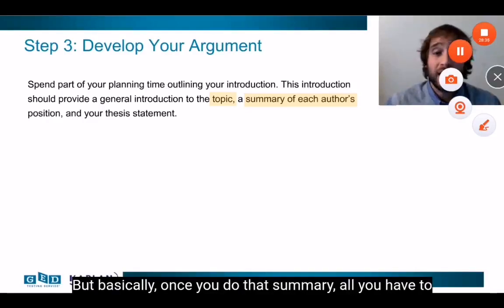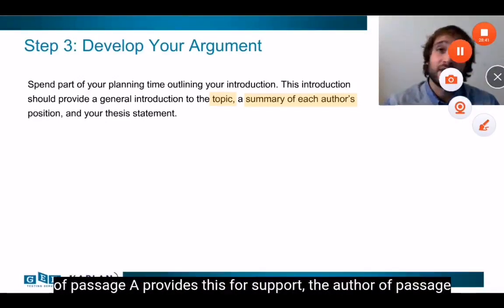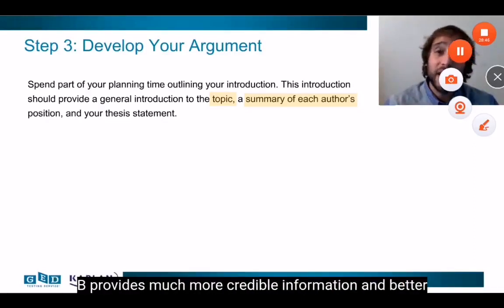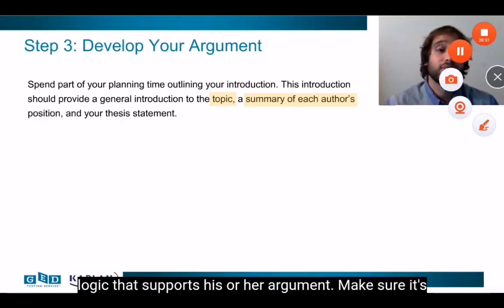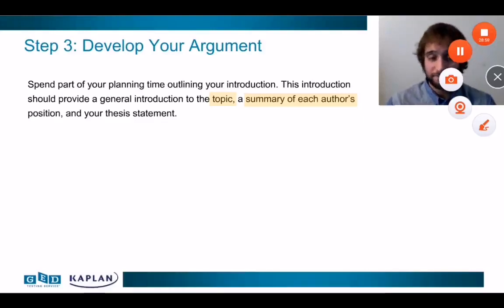But basically, once you do that summary, all you have to do then is turn to your thesis, which is, hey, while the author of passage A provides this for support, the author of passage B provides much more credible information and better logic that supports his or her argument. Make sure it's very clear which side you are going to take before you move on from your introduction. Okay?